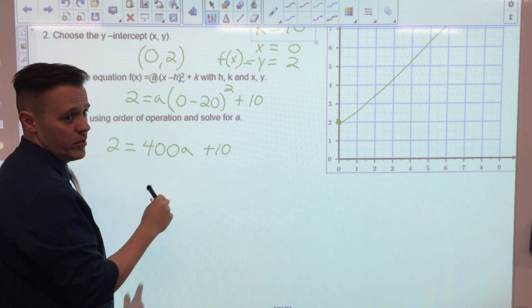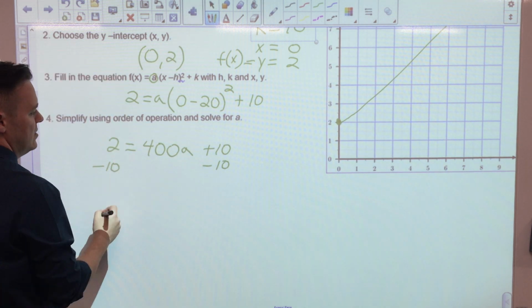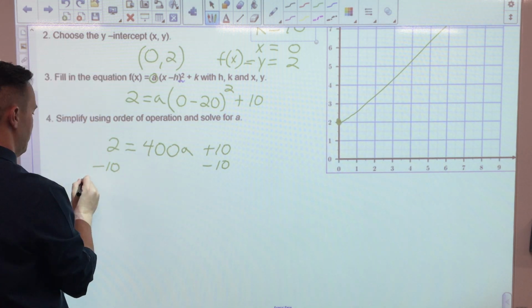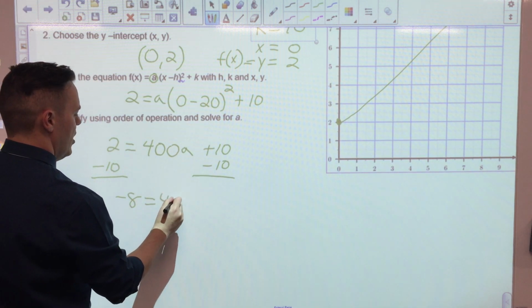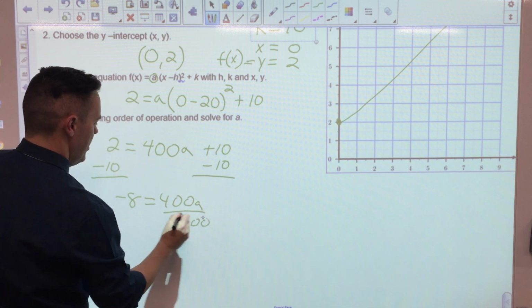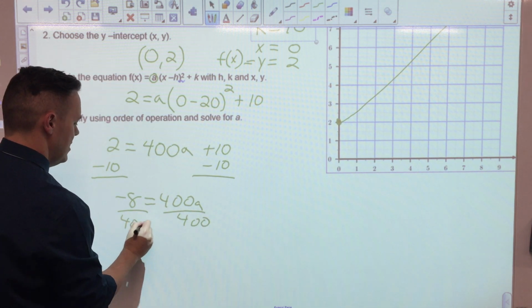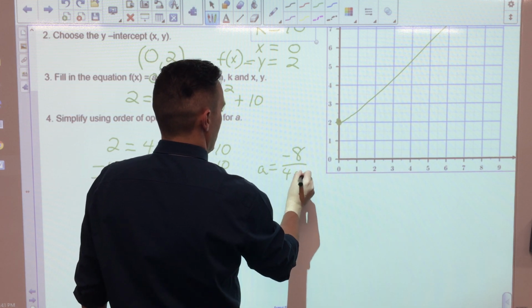The next order of operations, ladies and gentlemen, I'm looking around for a calculator. I'm going to have to go steal one and run off screen for a second. It's negative 10 and negative 10. And then you would simplify it. It'd be negative 8 equals 400a. Divide that by 400. And so a equals negative 8 over 400.